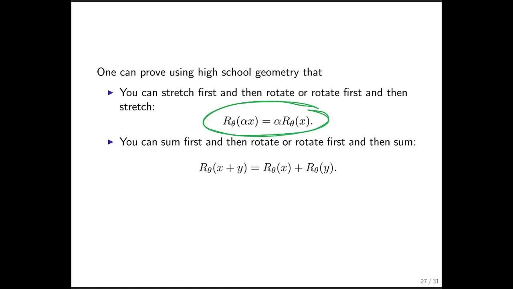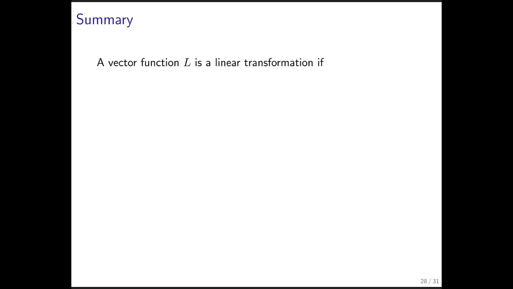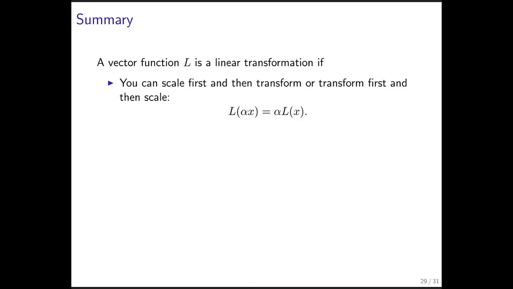Mathematically, we can denote that by this. Here we stretch x first and then we rotate. Here we rotate vector x first and then we stretch. Also, with high school geometry, you can show that if you add the vectors first and then you rotate, you get exactly the same answer as if you rotated x first, rotated y, and then added the results of those together. A vector function L is a linear transformation if you can scale first and then transform, or transform first and then scale.